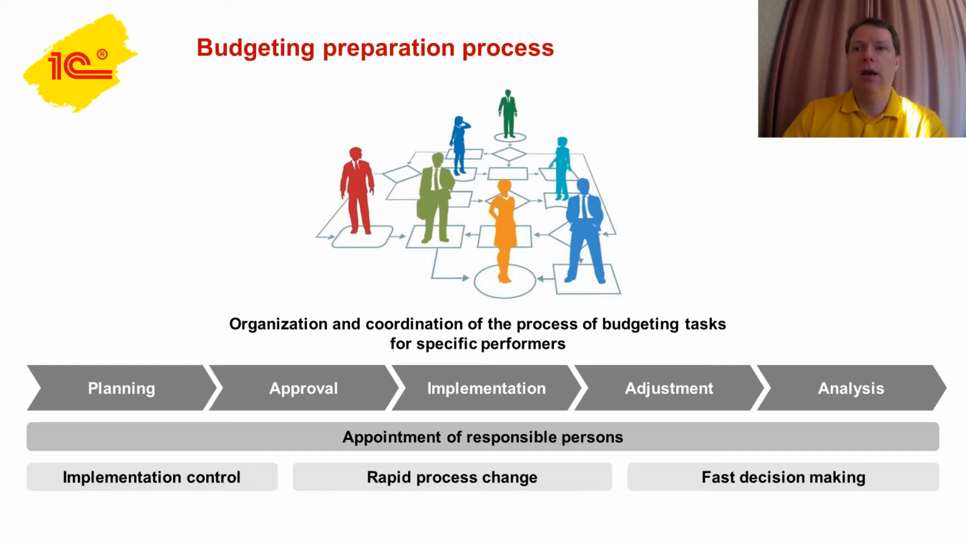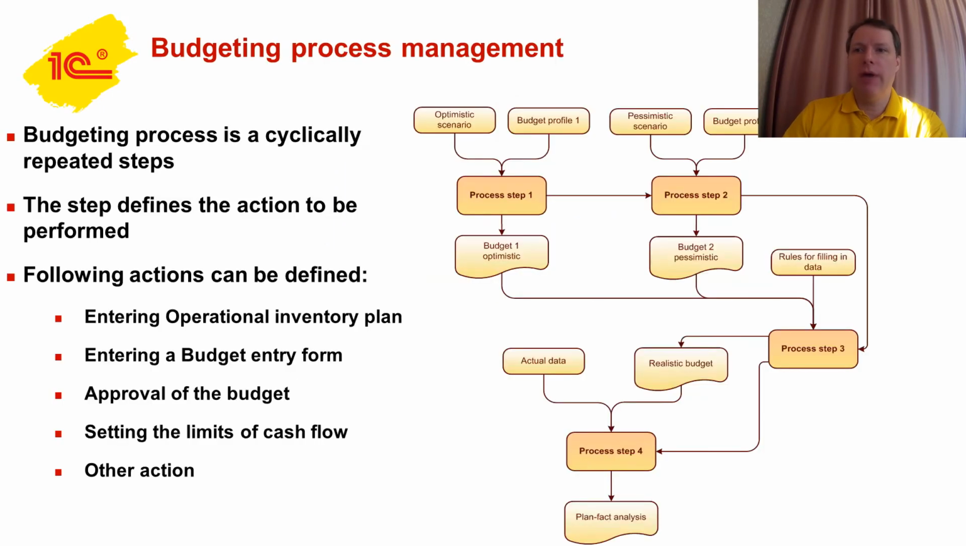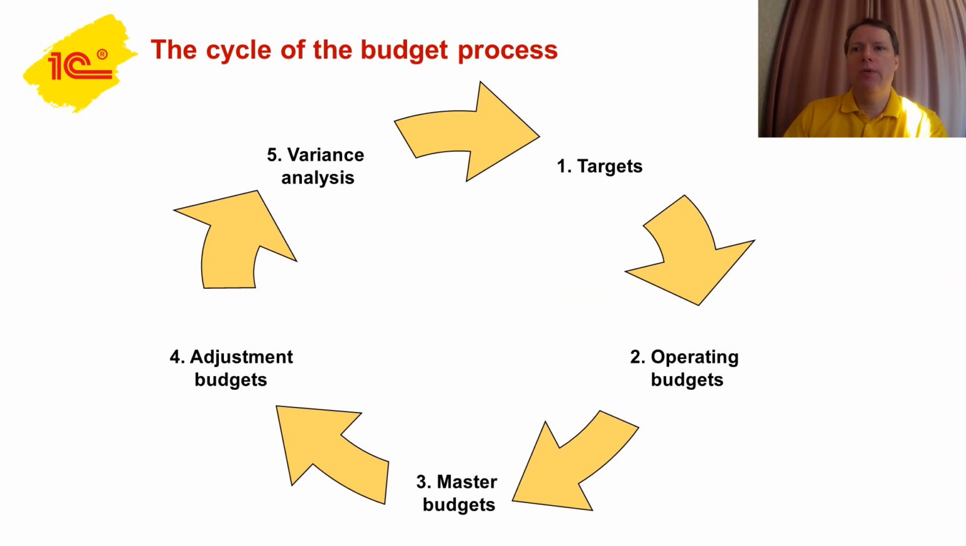The budgeting process is a loop of steps. The steps define the action to be performed. The following actions can be performed: entering operational inventory plan, entering in budget entry form, approval of the budget, setting the limits of cash flow, and others. Here is a scheme of the cycle of the budget process. We start from targets and go to budget forms.